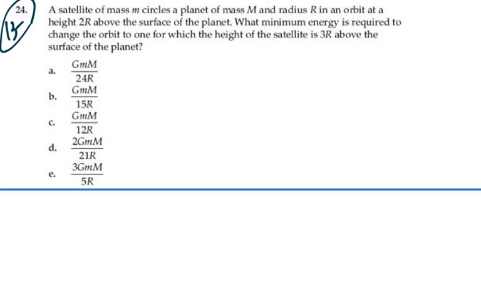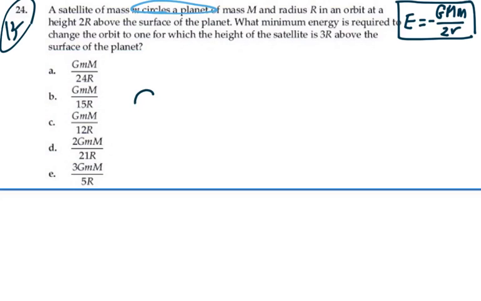So we have a satellite circling a planet. That means it's moving, and the energy of a moving satellite, a stable energy, is equal to a negative G times the mass of the planet, mass of the satellite, over 2 times the radius of the orbit. That is the stable energy of a moving satellite.